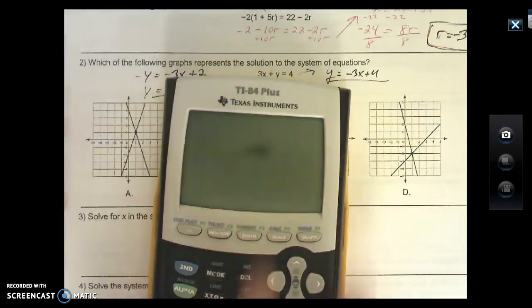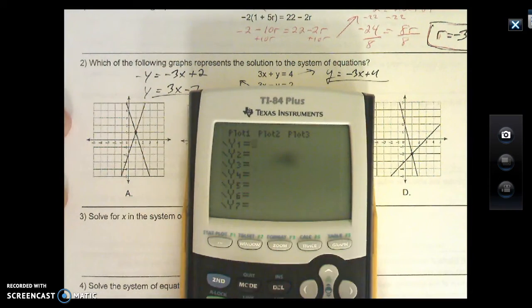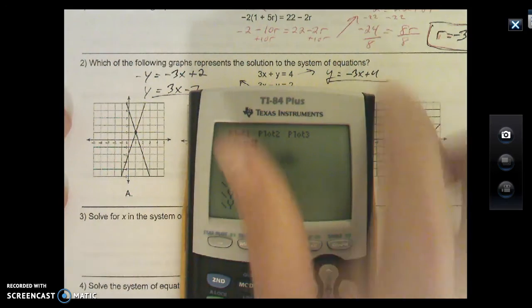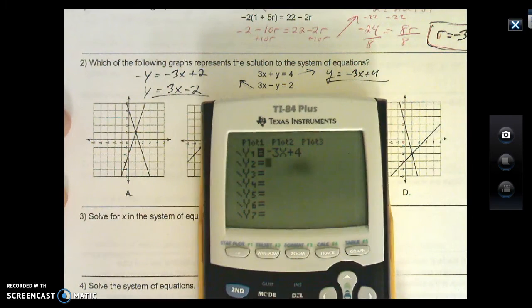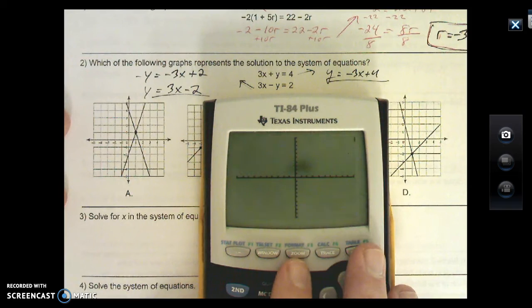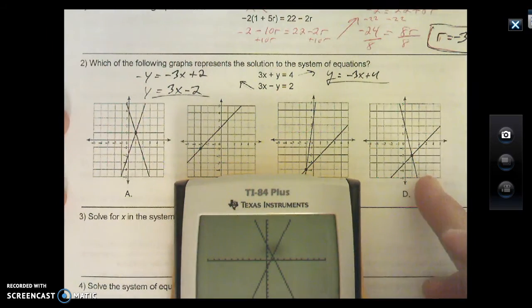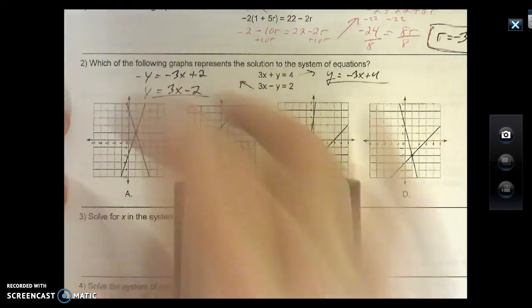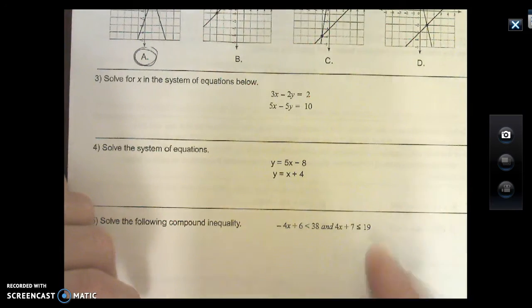Now that you have them both, I can go to my graphing calculator, hit the y equals button in the top left hand corner, and I'm going to type each of these in. Negative 3x plus 4. And the other one is 3x minus 2. If I hit graph, here's my graph. All I'm doing is playing a match game. It's not this one. No, no, bingo. Okay? So, just get y by itself. Use your graphing calculator to help out.